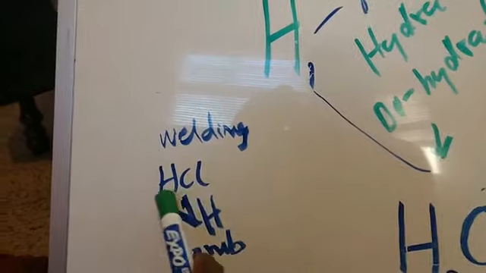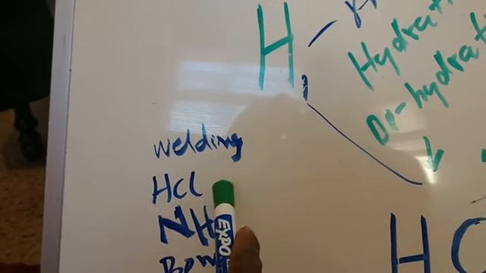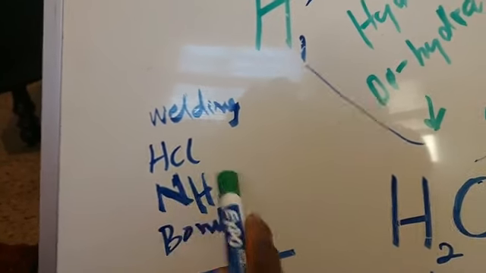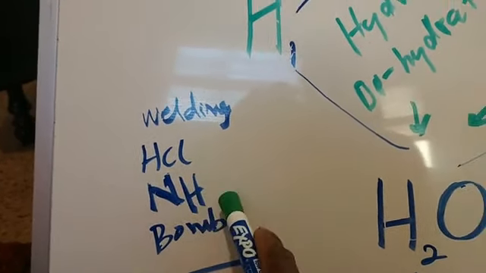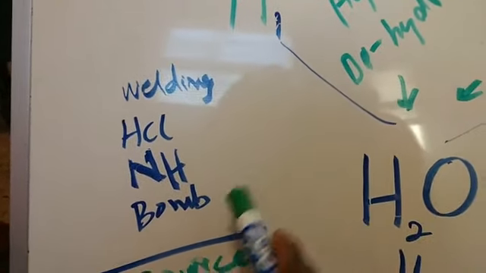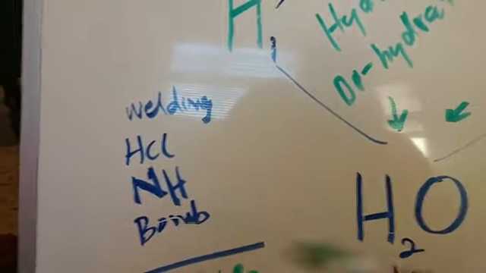Hydrogen can be used for hydrochloric acid, which of course we will do an experiment about. And it's also used in the production of ammonia. And hydrogen is also used in the production of bombs. We will do all these experiments.